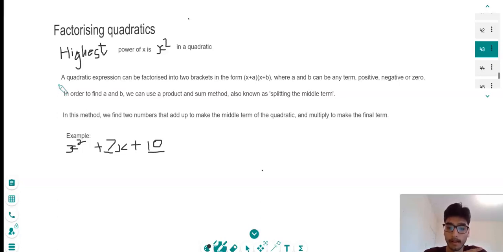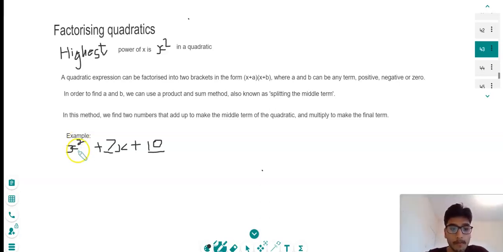And in order to find a and b, we can use a product and sum method, and this is also known as splitting the middle term. This method consists of us finding two numbers that add up to make the middle term of the quadratic, and they also multiply to make the final term. So that's one of the methods of factorizing a quadratic. But note that this method only works if the number in front of x squared is 1. If it's greater than 1, this method does not work. So make a note of that.